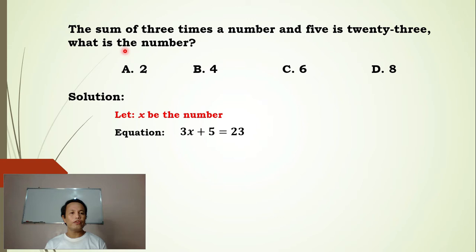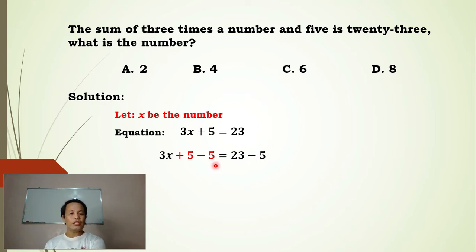And we are told to find what the number is. So in this case, we have to solve for the value of x. Since this is now a linear equation, we have to isolate the constant at the right side of the equation. Since we have 5 as our constant, we will use the subtraction property of equality. We will subtract 5 at the left side of the equation. We will also subtract 5 at the right side, because in an equation, whatever we do to the left side is the same thing we need to do to the right side. Therefore, since we subtracted 5 from the left side, we will also subtract 5 from the right side of the equation.